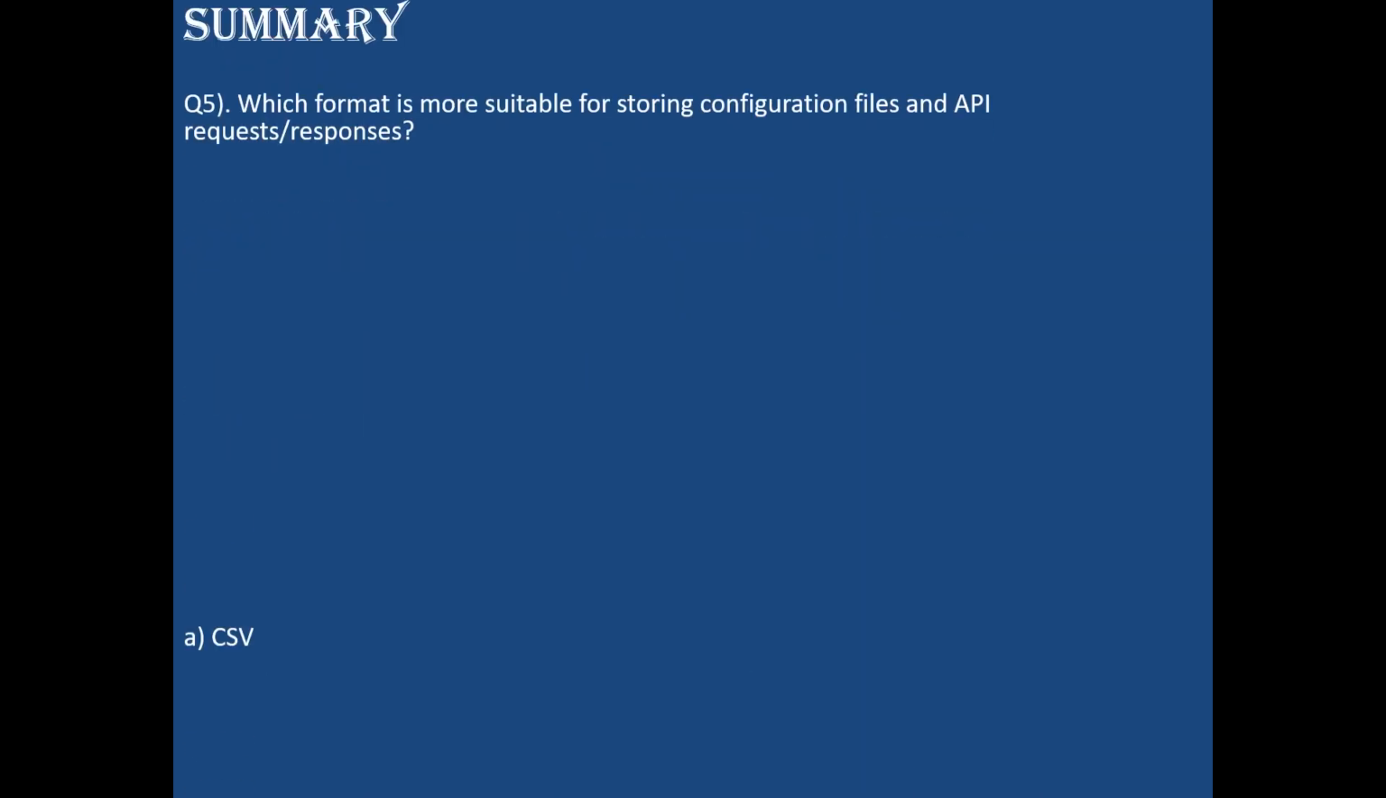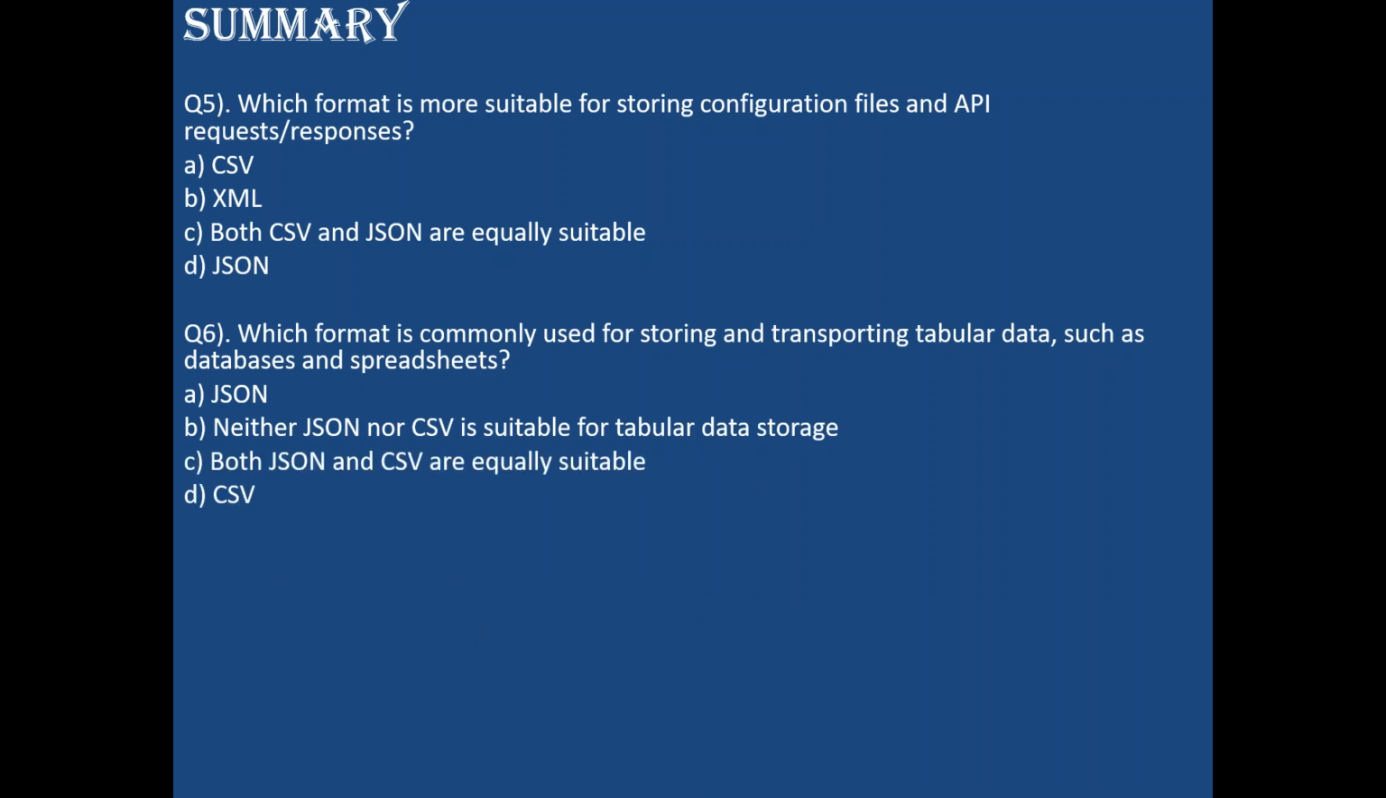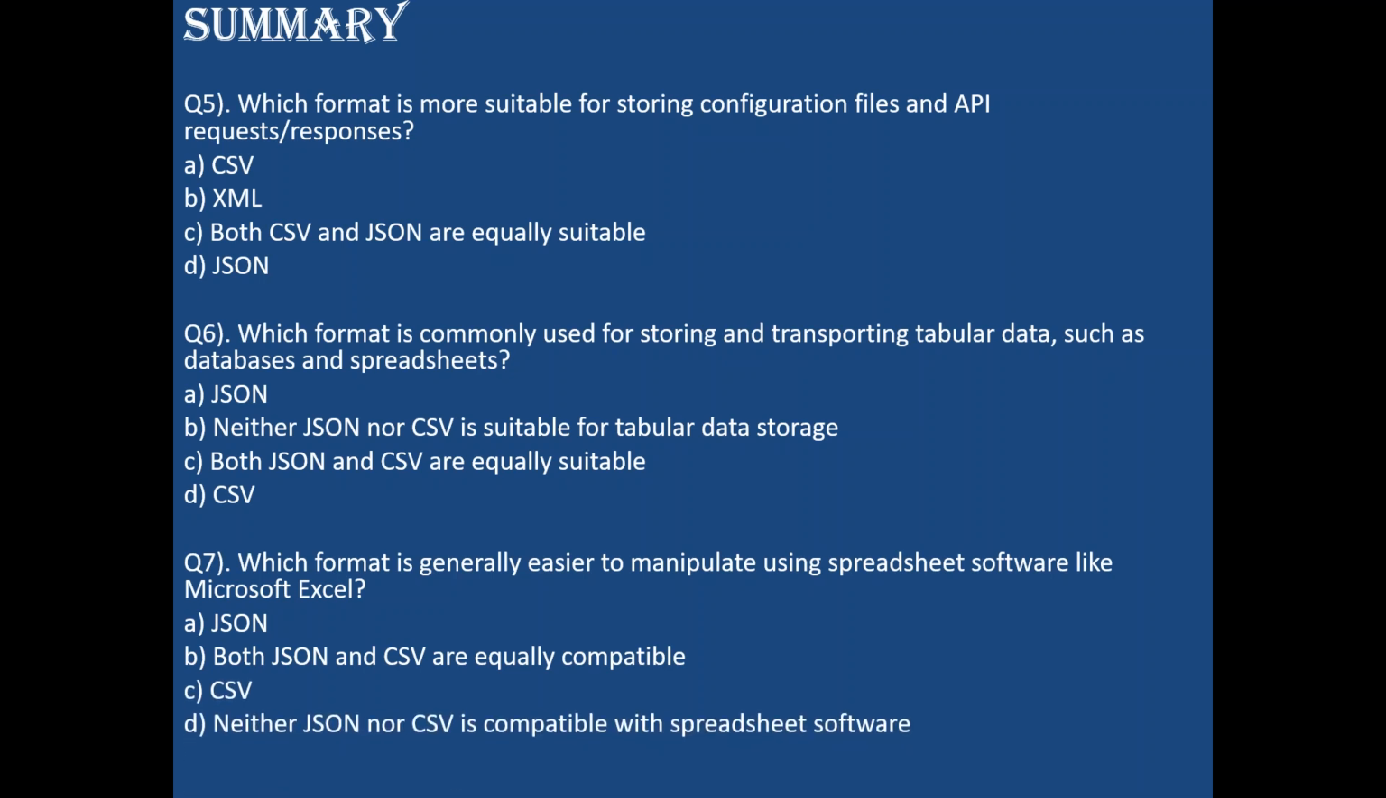Next, which format is more suitable for storing configuration files and APIs? JSON. So answer D is correct. Which format is commonly used for storing and transporting tabular data such as databases and spreadsheets? A database table structure is ultimately CSV. The answer D is correct. Which format is generally easier to manipulate using spreadsheet software like Microsoft Excel? The answer C is correct, because CSV has the data in rows and columns, so it is easy to manipulate in spreadsheets.